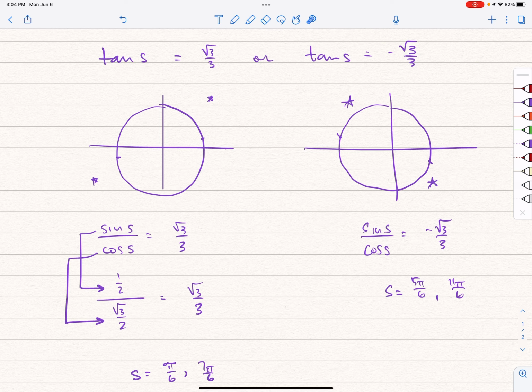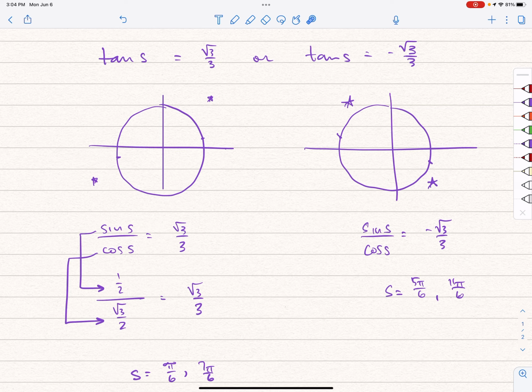Okay, so what we're looking for then is we want a sine value of 1/2 and a cosine value of root 3 over 2. So that's going to occur at this position of pi over 6 and at 7 pi over 6. Of course, with 7 pi over 6, both of these values are going to be negative, but a negative divided by a negative is positive.